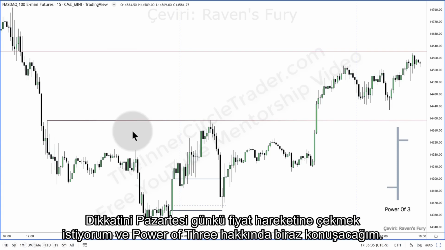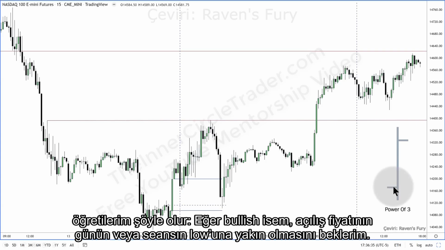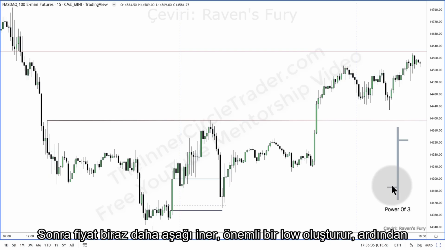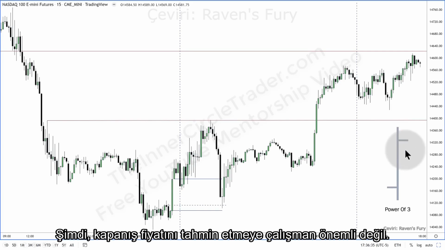And I want to talk a little bit about Power of Three, which is accumulation, manipulation, and distribution. Okay, so generally my teachings are like this. If I'm bullish, I'm expecting the opening price to be near the low of the day or the session. Then it trades lower, making some important low, and then rallies, creates a high, and then closes near the high of the day.